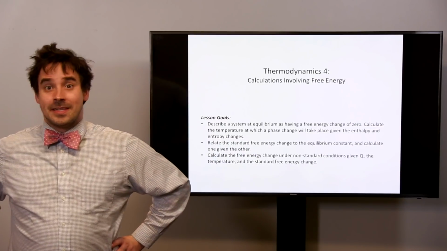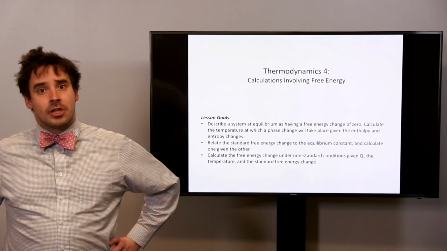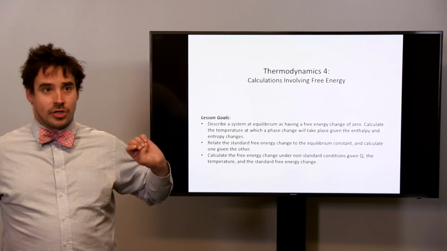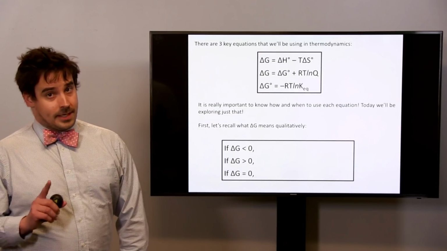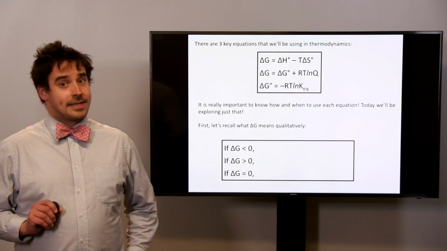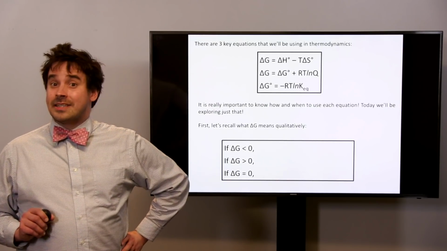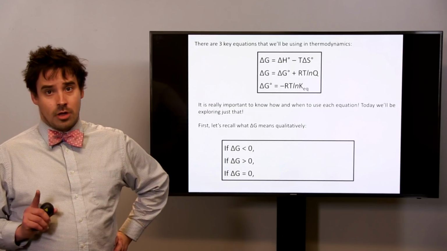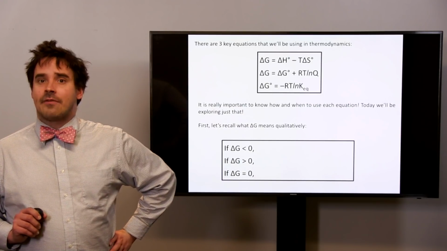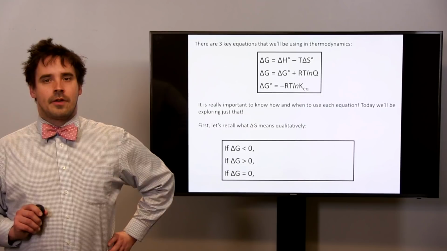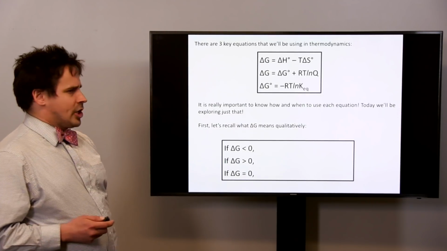Why, hello there! Today we're going to be talking about thermodynamics, and specifically we'll be looking at calculations using three major equations. Those equations are delta G equals delta H minus T delta S, classic, delta G equals delta G standard plus RT times the natural log of Q, and finally, delta G standard equals negative RT times the natural log of the equilibrium constant. We'll give each of these due consideration.